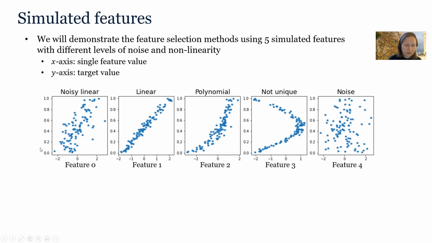The first two features are linear, but feature 0 has lots of noise, while feature 1 has a small amount of noise, so it is a low noise feature. Feature 2 also has low noise, but is slightly nonlinear. It is actually a polynomial feature, but it's still relatively close to linear. Feature 3 is highly nonlinear, as you can see, and it's not even unique. So for the same feature value, you can have different target values, which makes it very difficult for prediction. And finally, feature 4 is just noise, so it has no relationship to the target values.